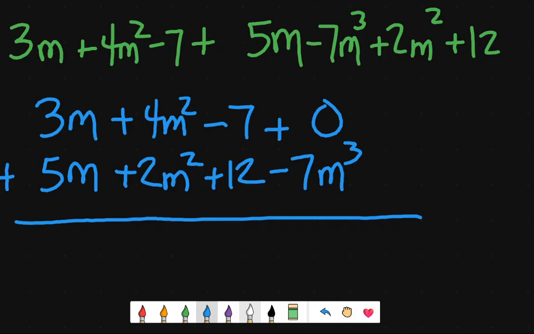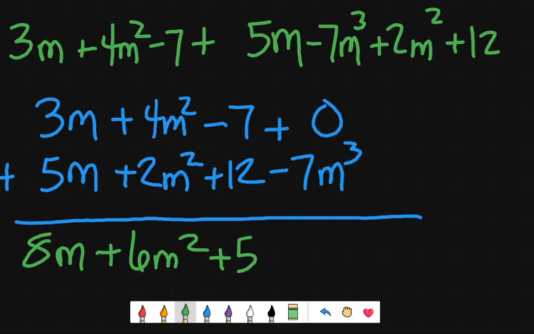So we have 3m plus 5m. Well, what's 3m plus 5m? If you said 8m to the first power, you'll be correct. Then we have 4m to the second power and 2m to the second power. If you said 6m to the second power, you will be correct. And negative 7 plus 12 will give us plus 5. And then 0 plus a negative 7m to the third power. Correction, that will give us a negative 7m to the third power.